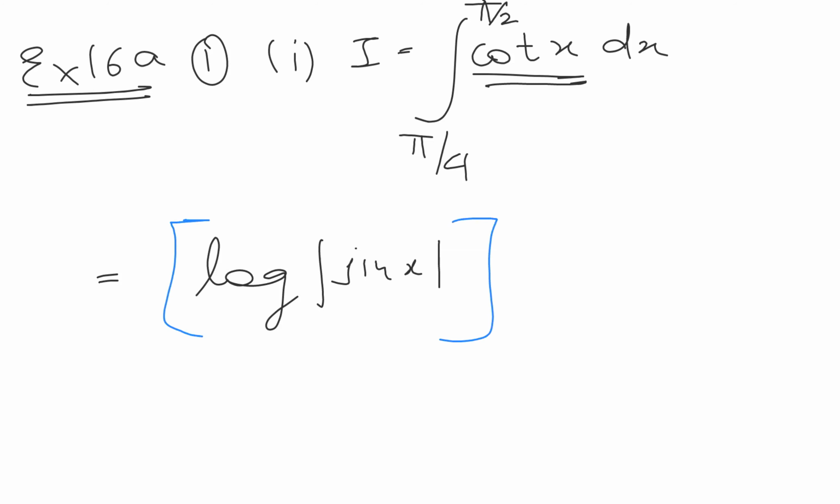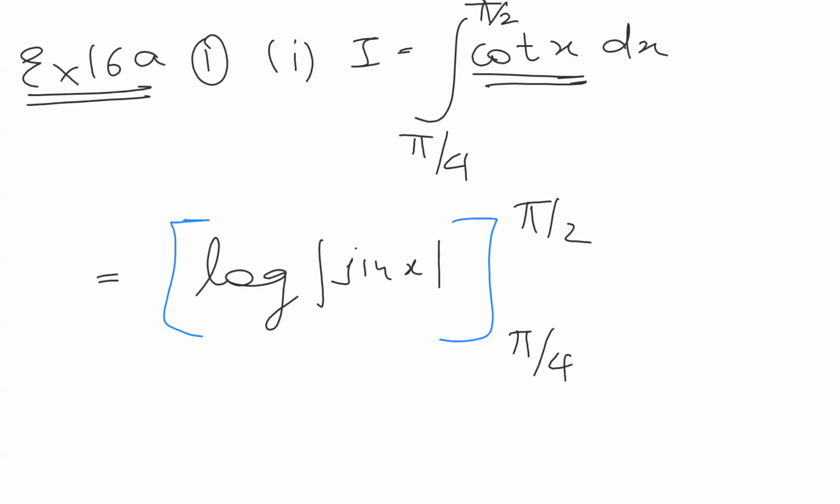So down, I'm going to write π/4, and up, I'm going to write π/2. Okay, there is no plus c in definite integration. Remember this. Then after this step, I'm going to write box minus box.